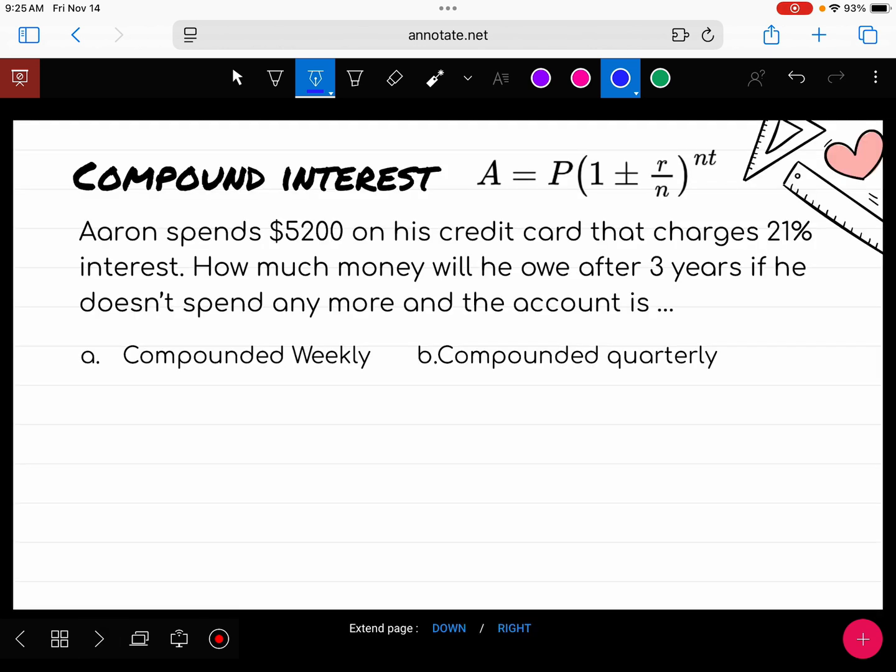So we're gonna look at Aaron here. Hey, Aaron. Who has spent $5,200 on his credit card that charges him interest. And so we're looking at how much money he's going to owe. We have a couple of ways we can look at this one. We're going to be real careful with some signs.